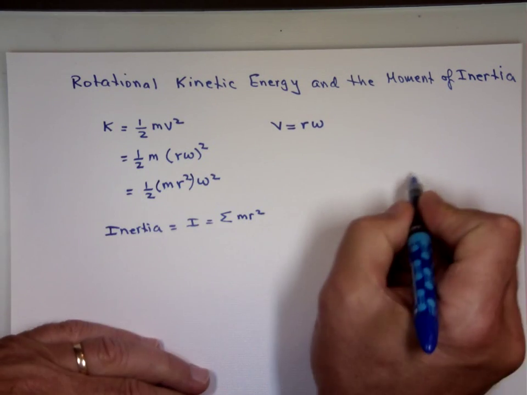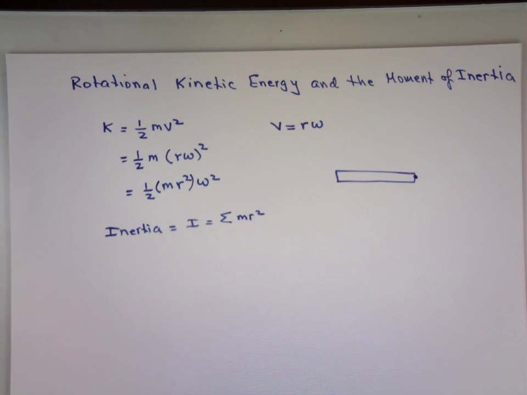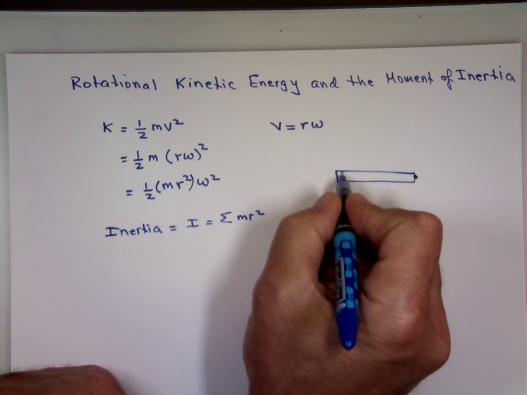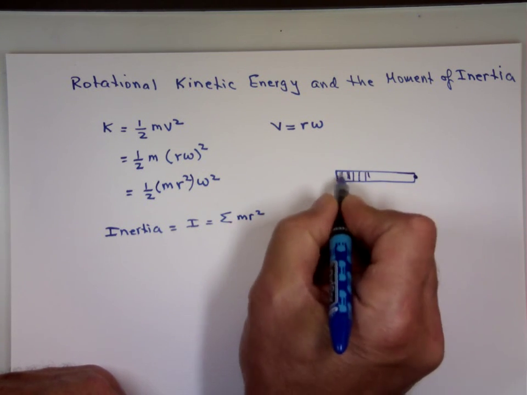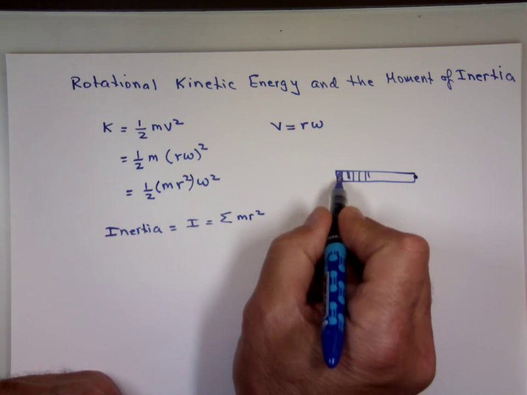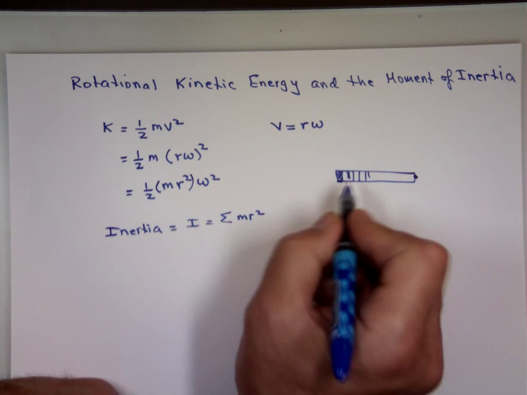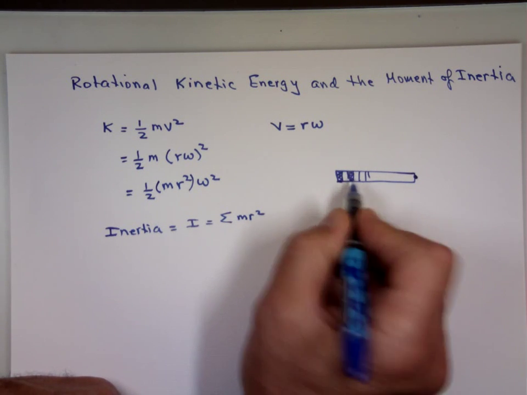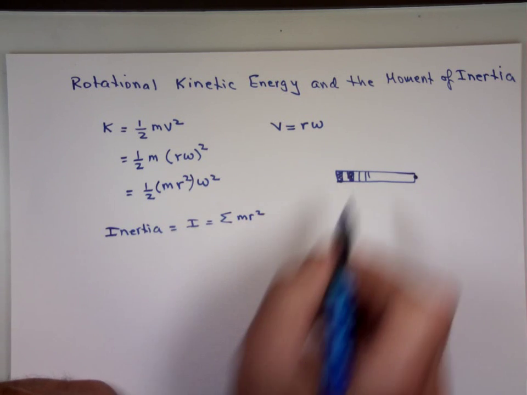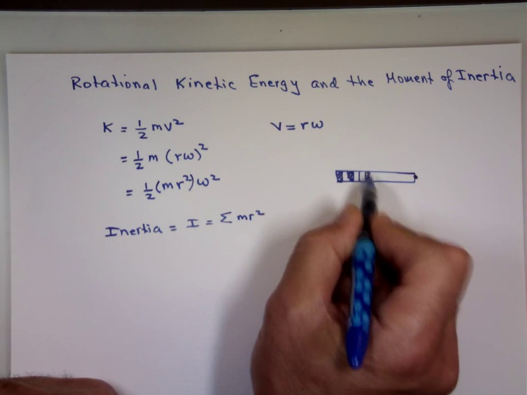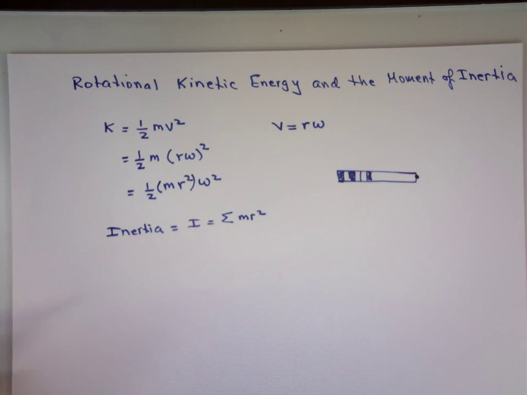So if I have a rod like this, and I'm spinning it around this point, I want to find the inertia for that. I'll slice it into thin pieces. For each one, I'll take the mass of each piece, multiplied by the distance from here to here squared, plus the next piece, plus the next piece. You grab every piece, the mass times the distance squared, and you add them all. That's your inertia.